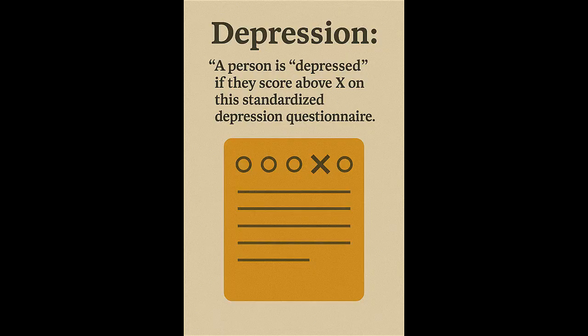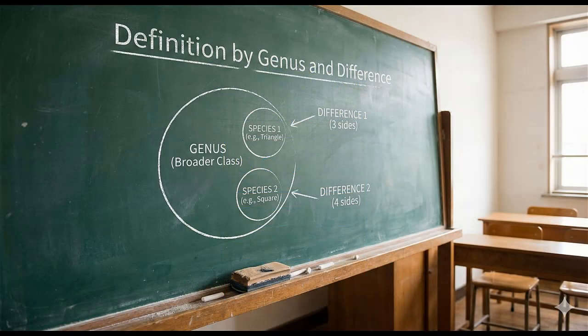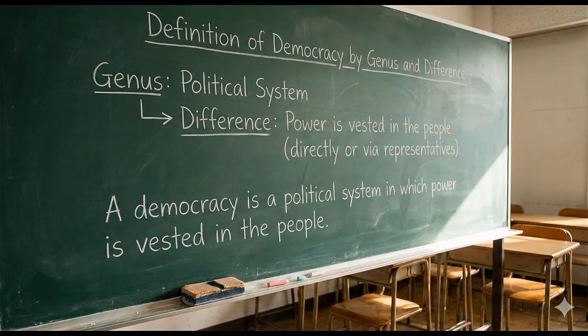The third and final type of connotative definition is when you define a term by giving its genus, the broader class, and its difference, which is the feature that sets it apart from other members of the class. Let's say you want to define democracy. The genus could then be political system. And the difference would be power is vested in the people, directly or via representatives. That would give us the following definition of democracy. A democracy is a political system in which power is vested in the people.